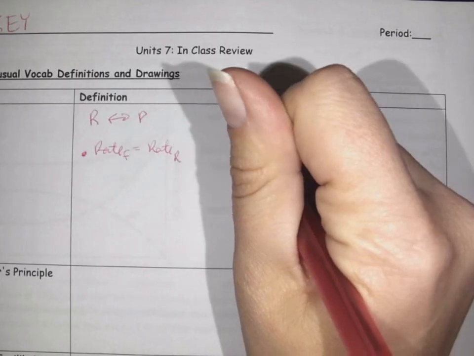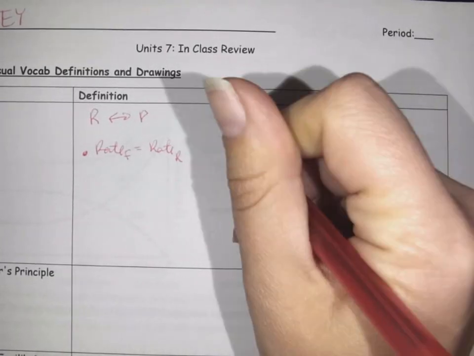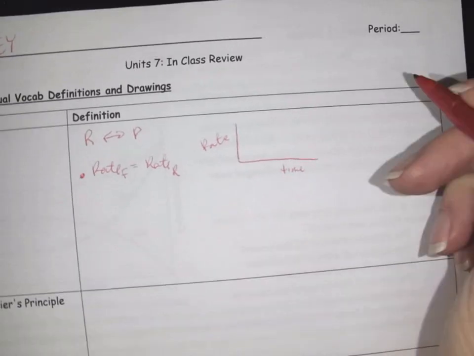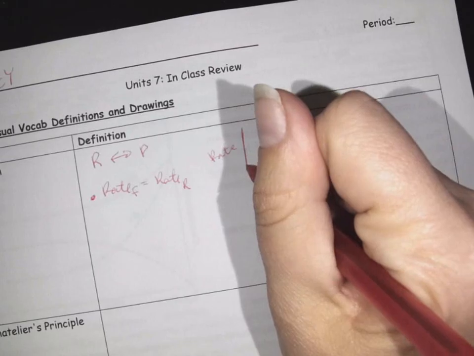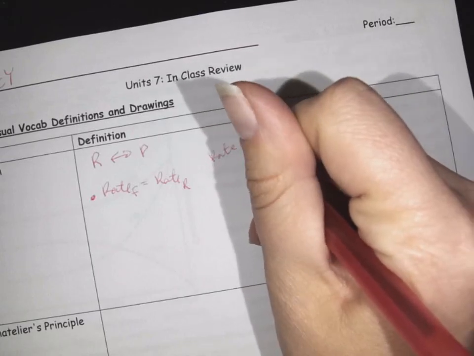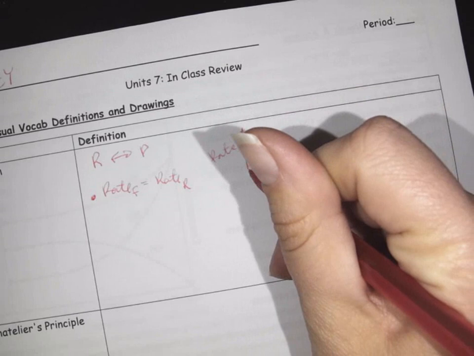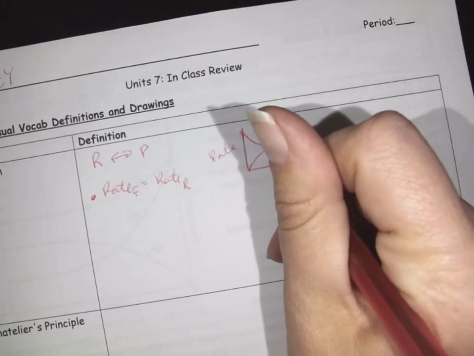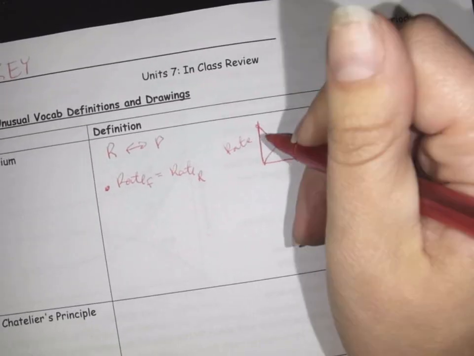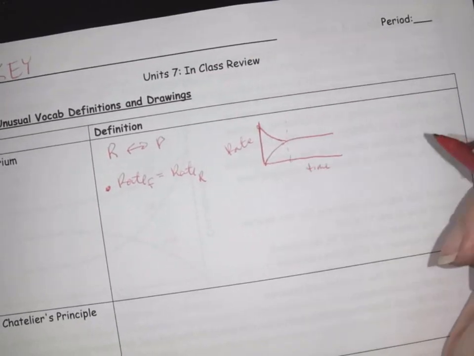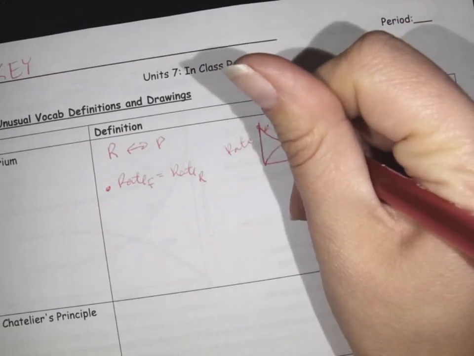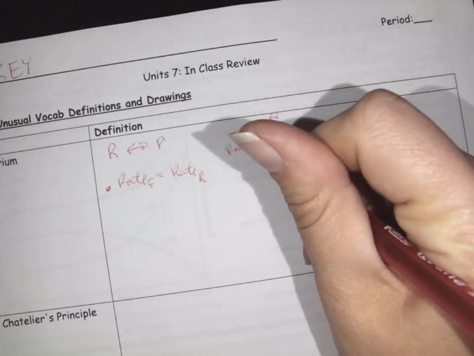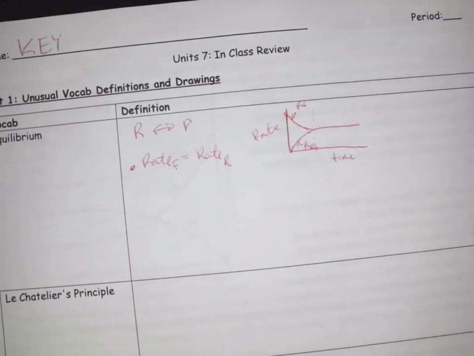So if I have a rate versus time graph, okay, we'll likely see that we start with a really high forward rate and a low reverse rate, and the reverse rate increases and the forward rate decreases until they equal each other. This is the point that we got to equilibrium, where this represents the rate of the forward and this one represents the rate of the reverse reaction.